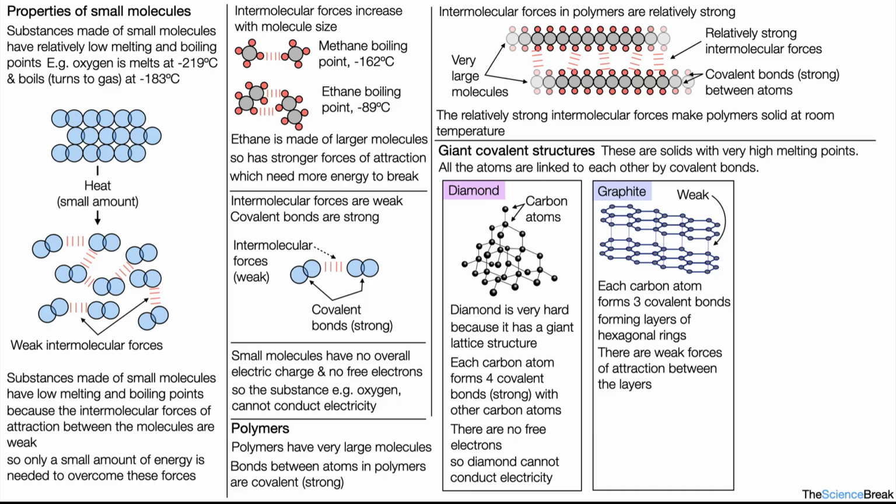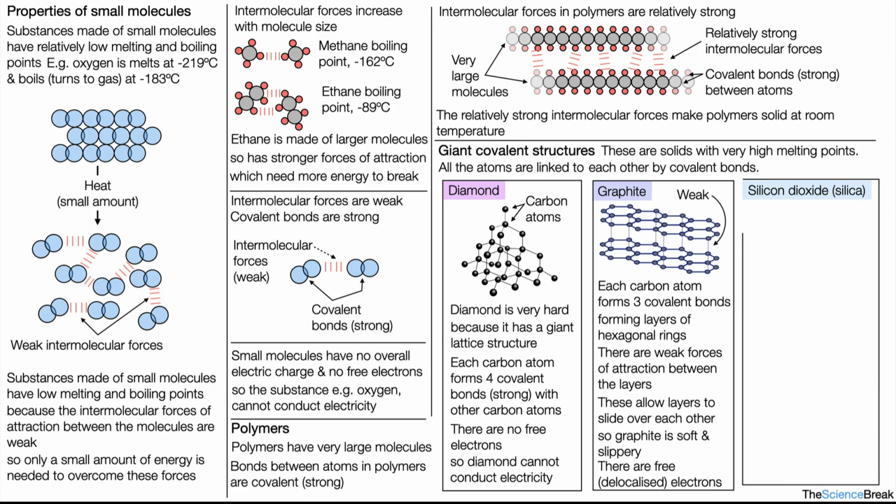Because these forces of attraction between the layers are weak, this allows the layers to slide over each other very easily. This makes graphite soft and slippery. Please note also there are free, or what we call delocalized, electrons in graphite.